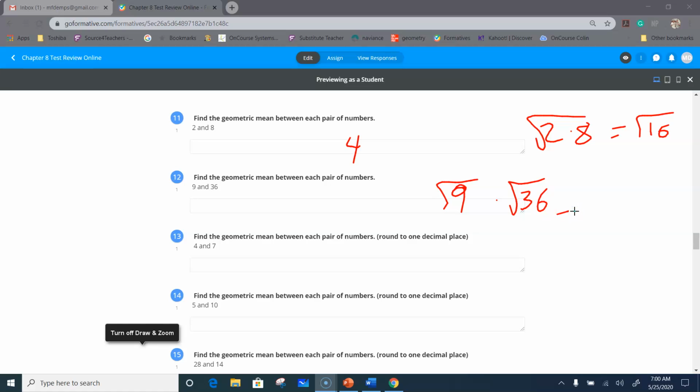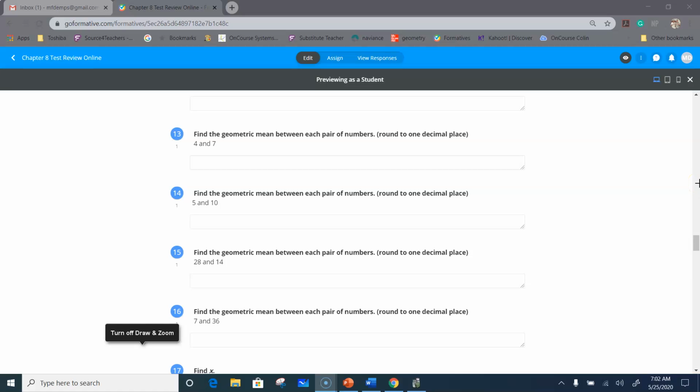So I'm going to get the square root of 9, which is 3, and the square root of 36, which is 6. So I just get 3 times 6, which is 18. It's much easier to deal with. I might not recognize the 18 squared. So here I'm just going to lean on my calculator. So for the geometric mean between 4 and 7, for example, we would have the square root of 4 times 7, okay, which is the square root of 28.